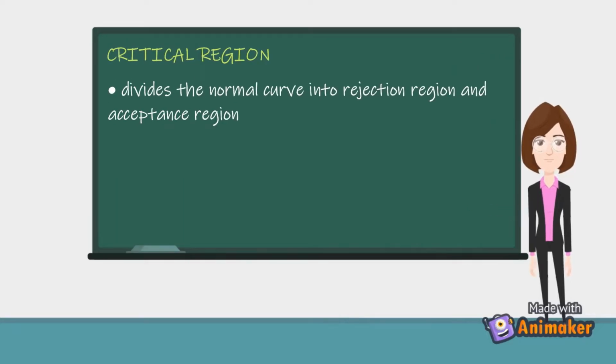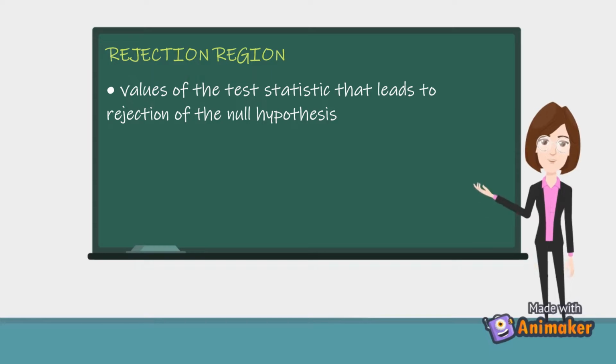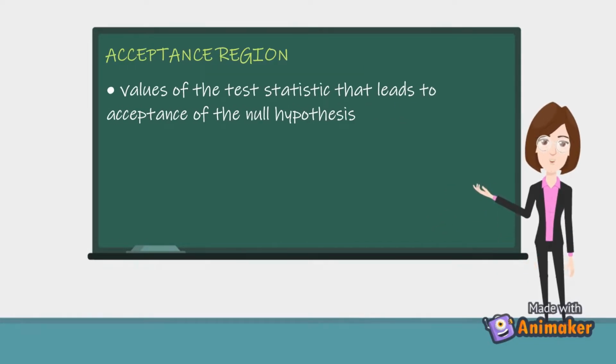The critical region divides the region into rejection region and acceptance region. The rejection region, or area of rejection, are the values of the test statistic that lead to rejection of the null hypothesis. While the non-rejection region, or area of acceptance, are the values of the test statistic that lead to acceptance of the null hypothesis.